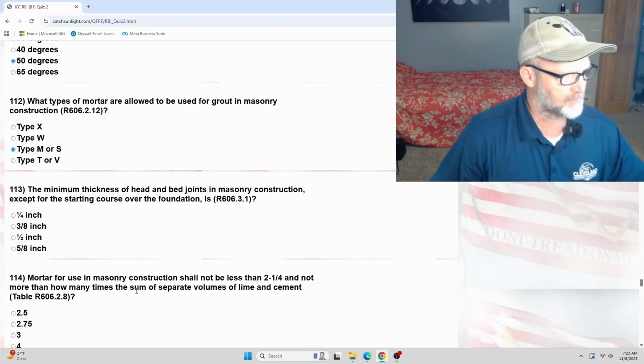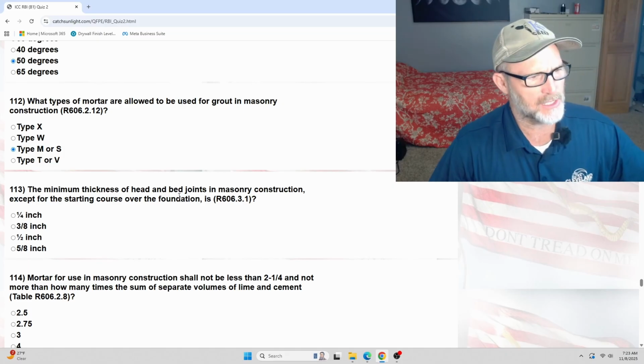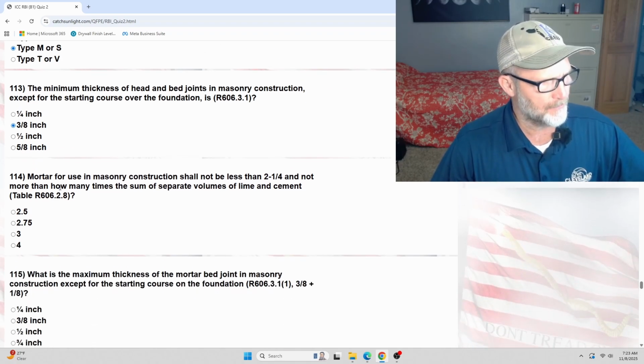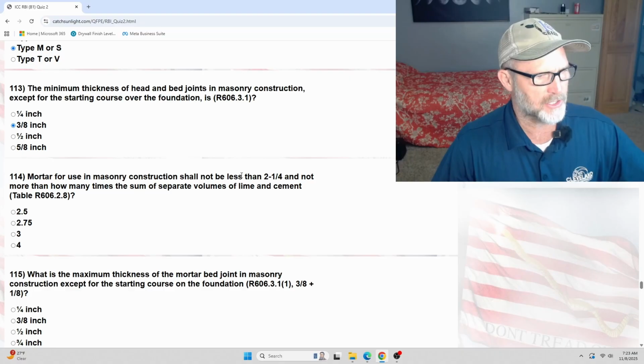Let's go ahead and read those problems. So right now, the minimum thickness, I'll read problem 113 again. The minimum thickness of head and bed joints in masonry construction, except for the starting course over the foundation, is 3/8 of an inch.